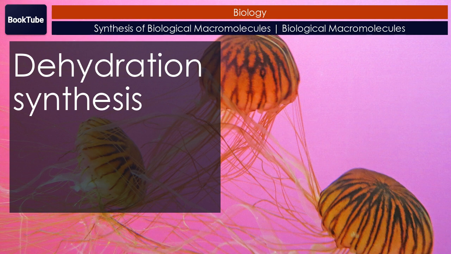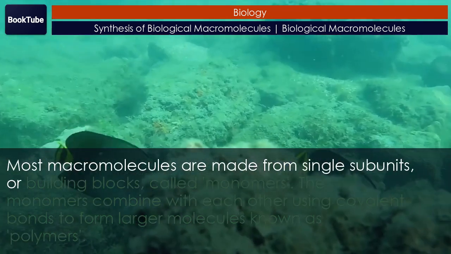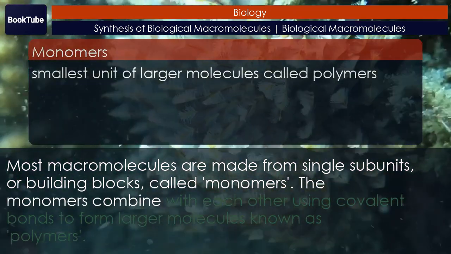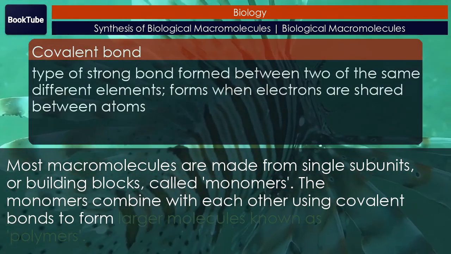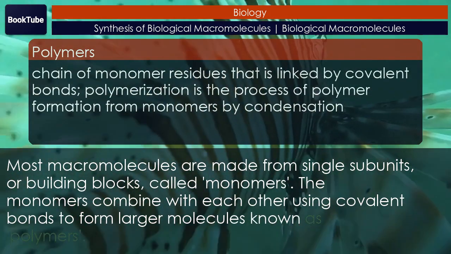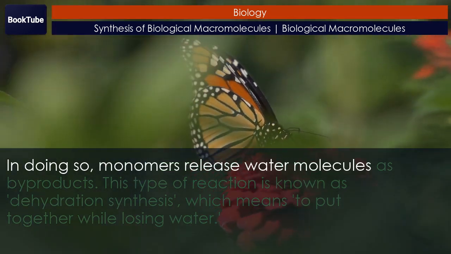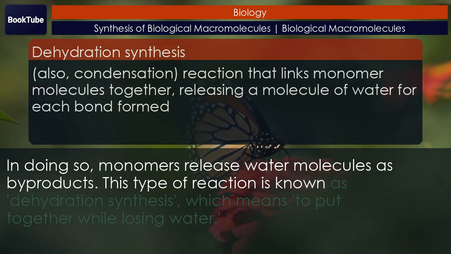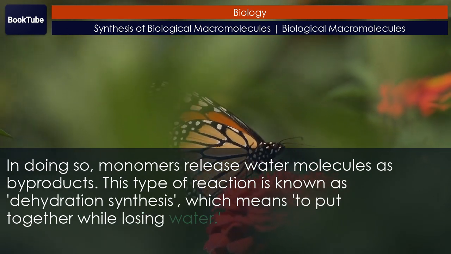Dehydration synthesis. Most macromolecules are made from single subunits, or building blocks, called monomers. The monomers combine with each other using covalent bonds to form larger molecules known as polymers. In doing so, monomers release water molecules as byproducts. This type of reaction is known as dehydration synthesis, which means to put together while losing water.